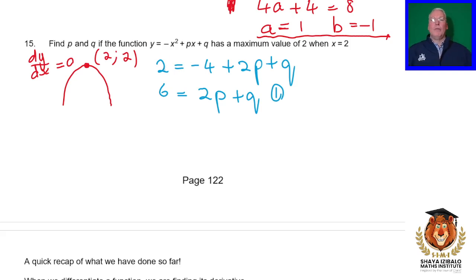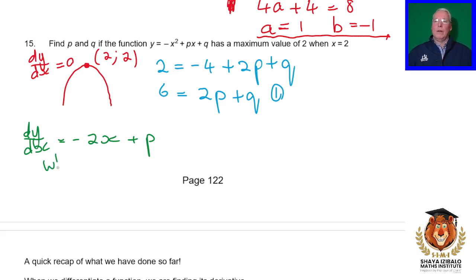Let's look at what equation number 2 is going to look like. So we're now going to work out the derivative, the gradient, dy dx equals negative 2x plus p. And we know that when x is 2, dy dx must be 0. Okay, so when we put 2 in here, we get negative 4 plus p equals 0. So in fact, we actually know that p is 4.